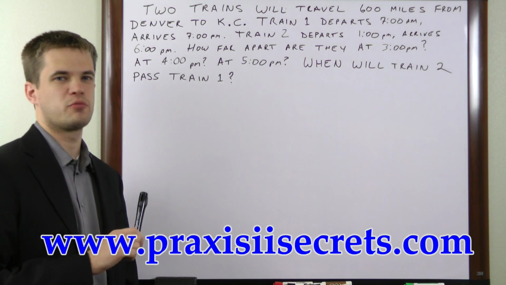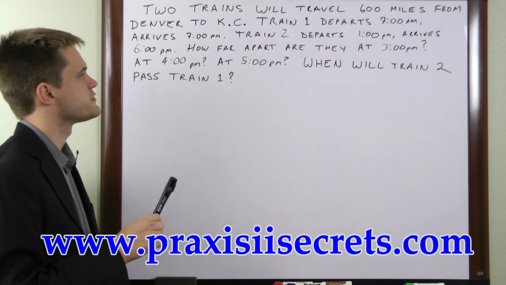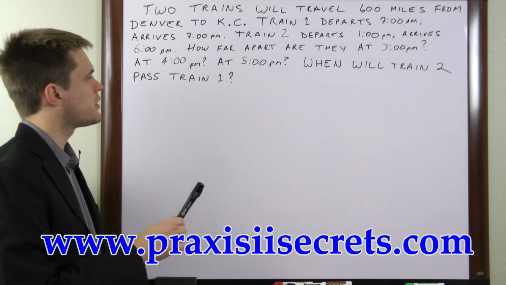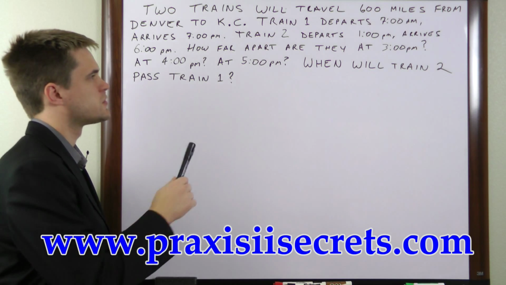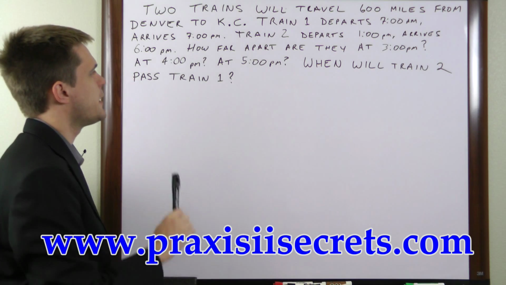Let's take a look at this word problem here. We're told 2 trains will travel 600 miles from Denver to Kansas City. Train 1 departs at 7 a.m. and arrives at 7 p.m. Train 2 departs at 1 p.m. and arrives at 6 p.m.